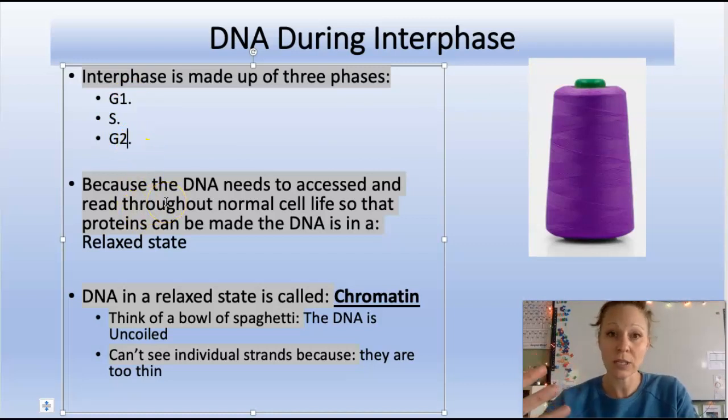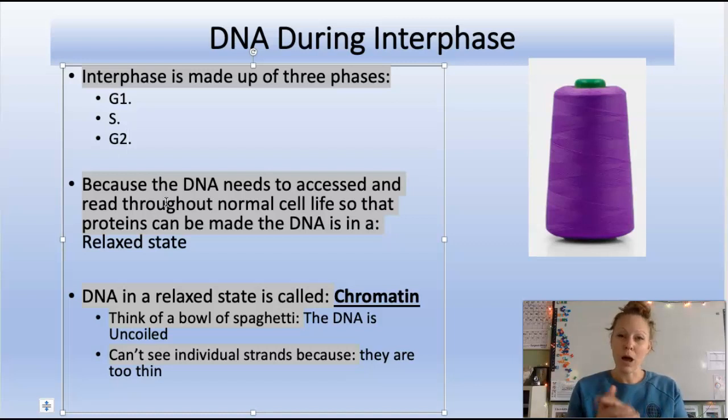During normal cell life, we need to make proteins. And in order to make proteins, we need to be able to read the DNA. So the DNA is opened up. Let's think of a newspaper. It's opened up so it can be accessed and it can be read, so that proteins can be made. Later on during the M phase, we're going to sort of crinkle this up, or coil it, and we're not going to be able to access it to make proteins.